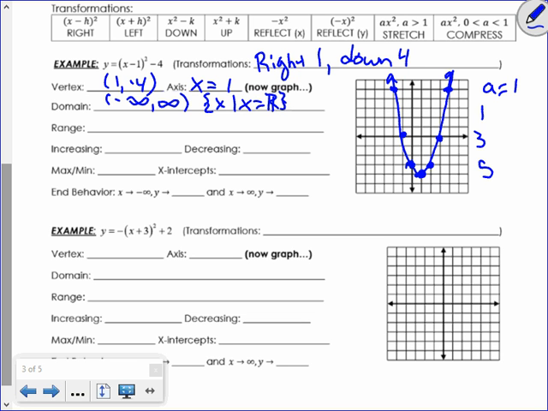Okay, what about the range? -4 with a bracket, positive infinity, and then how would I write the set builder?